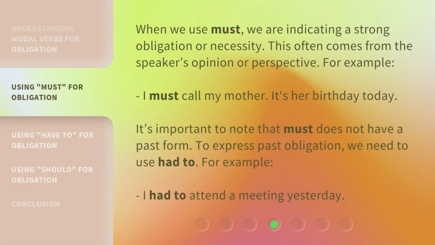When we use must, we are indicating a strong obligation or necessity. This often comes from the speaker's opinion or perspective. For example, I must call my mother. It's her birthday today. It's important to note that must does not have a past form. To express past obligation, we need to use had to. For example, I had to attend a meeting yesterday.